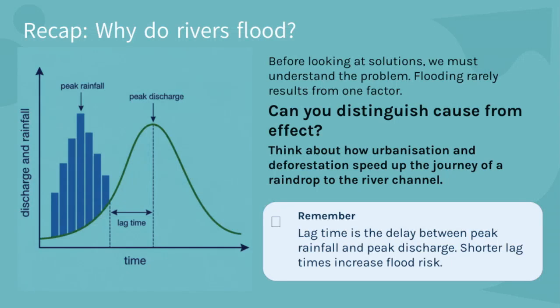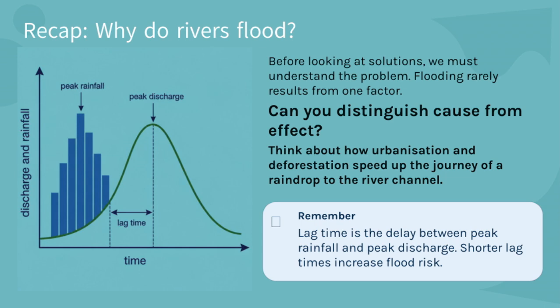Before we look at solutions, we need to remind ourselves of the problem. Flooding rarely happens because of just one factor. Usually, several causes combine. Some causes are physical. These include heavy rainfall, saturated ground, impermeable rock, and steep slopes. Other causes are human. These include urbanization, deforestation, and building on floodplains.